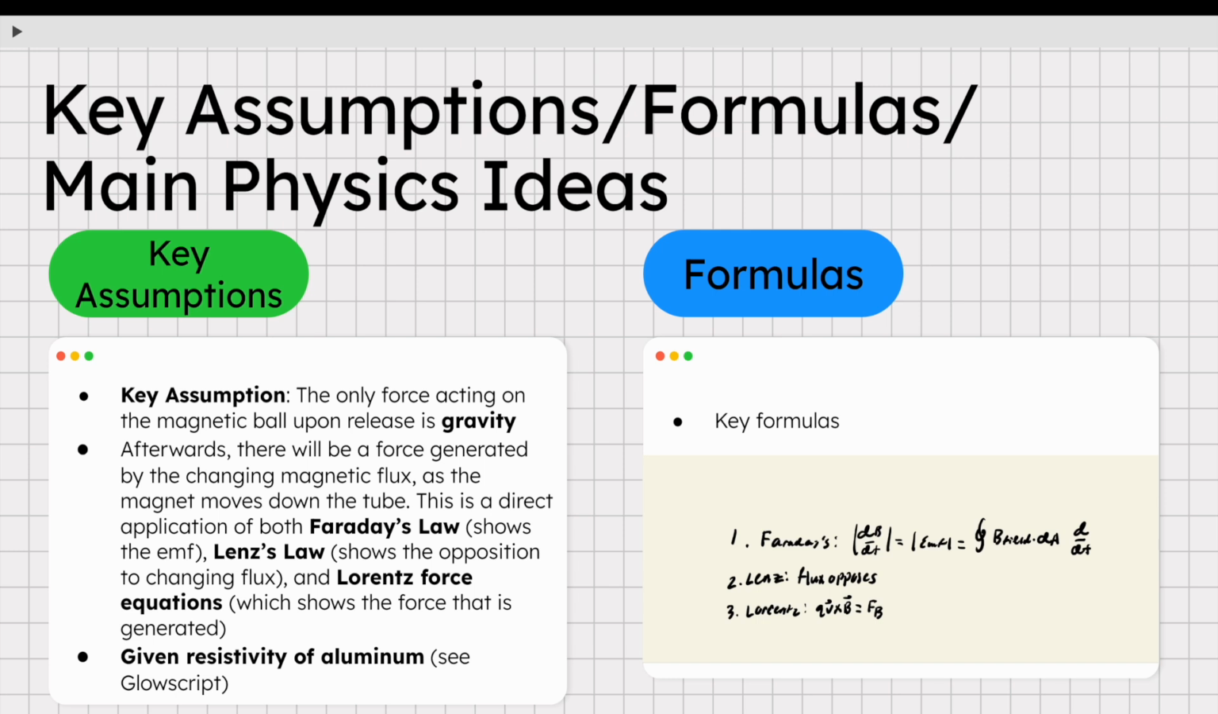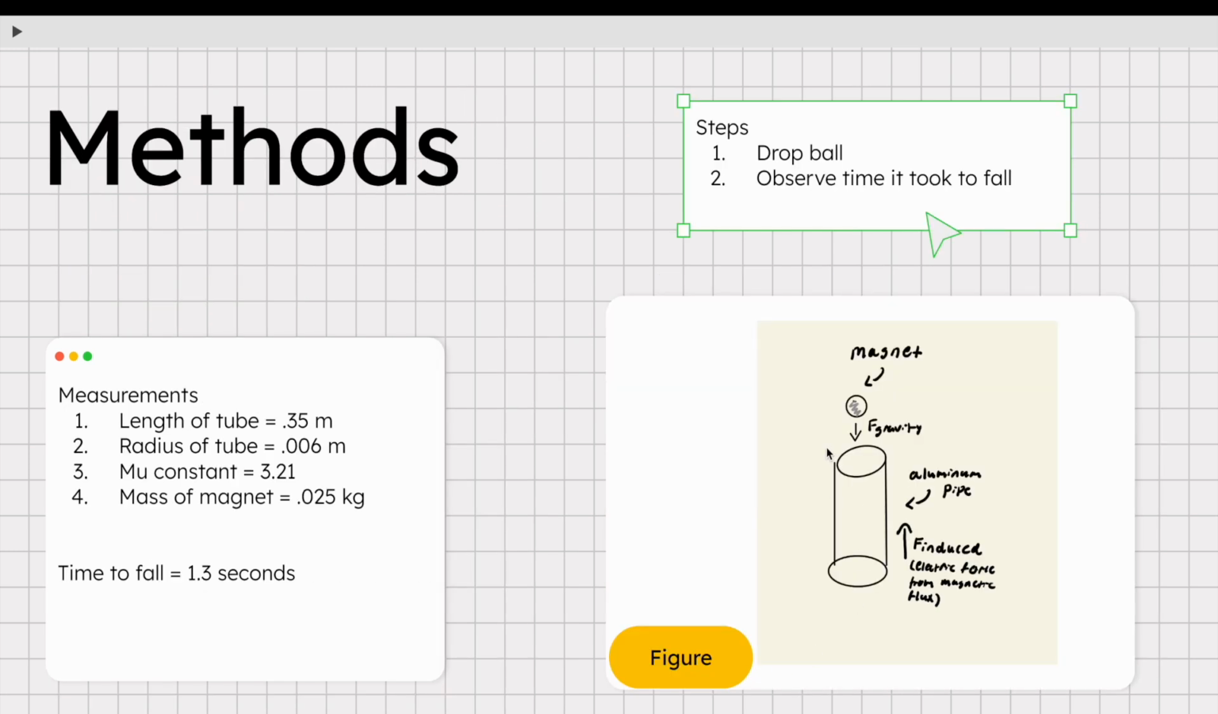And just looking at some key formulas, I've listed them here. This is Faraday's law, and then Lenz's law is going to tie directly into this, and then the Lorentz force for that moving charge. And therefore, when given the resistivity of aluminum, that's another key assumption that we need to take into account as well. One of the good parts about this lab is that the methods are very straightforward. So you just drop the ball through and you see how much time it took for it to completely fall.